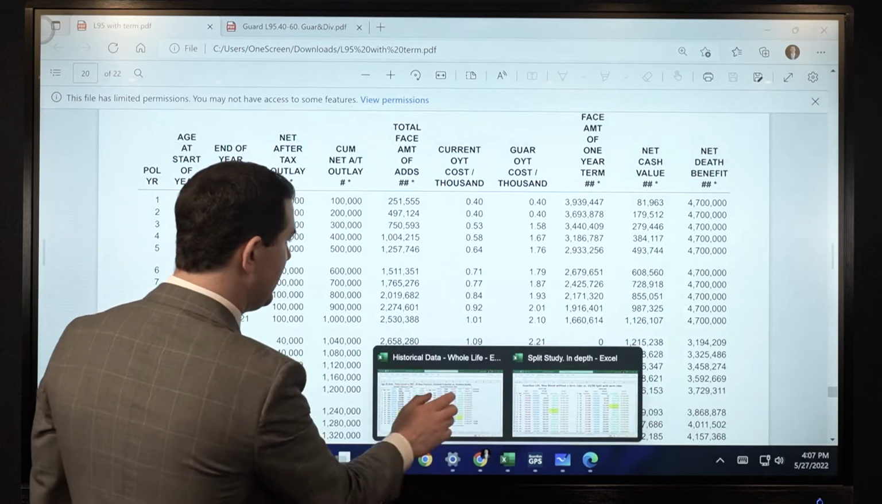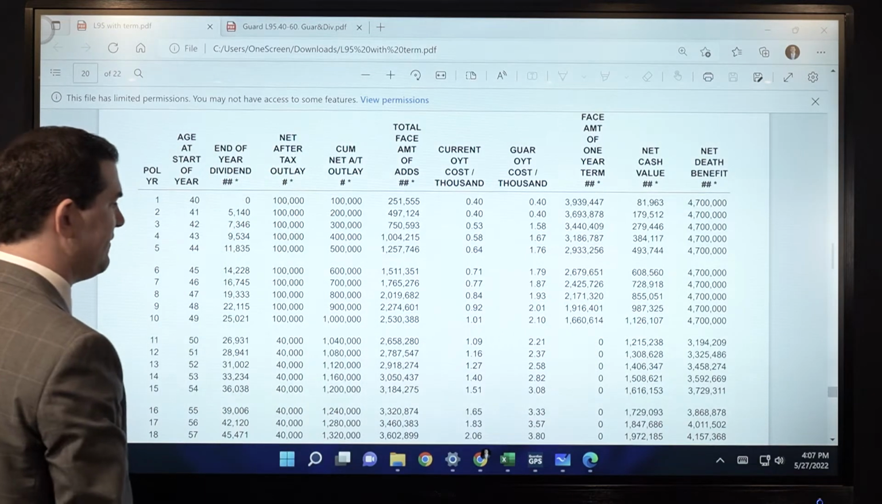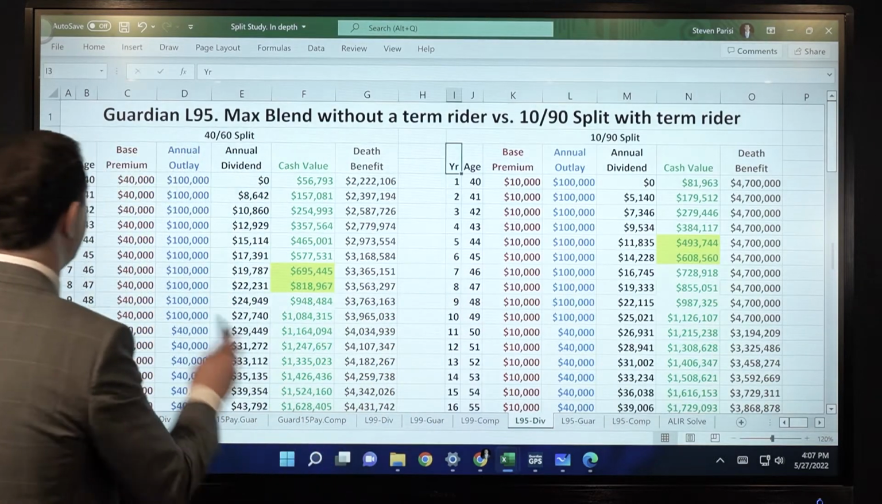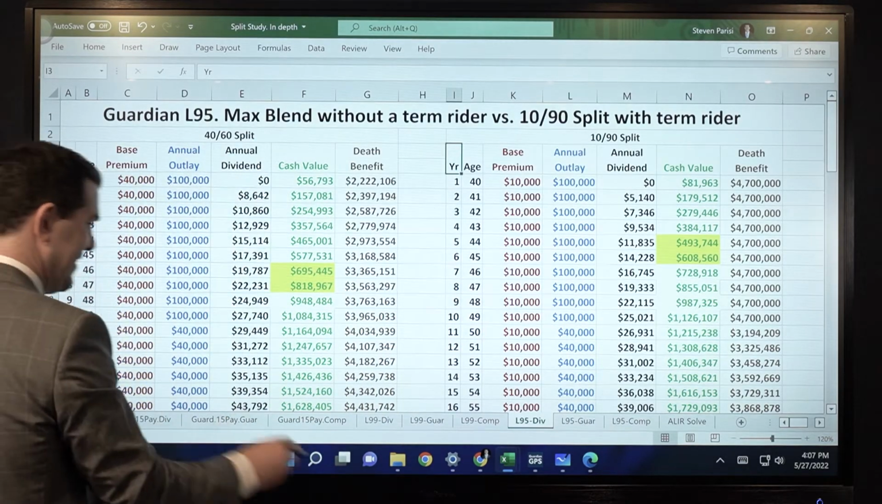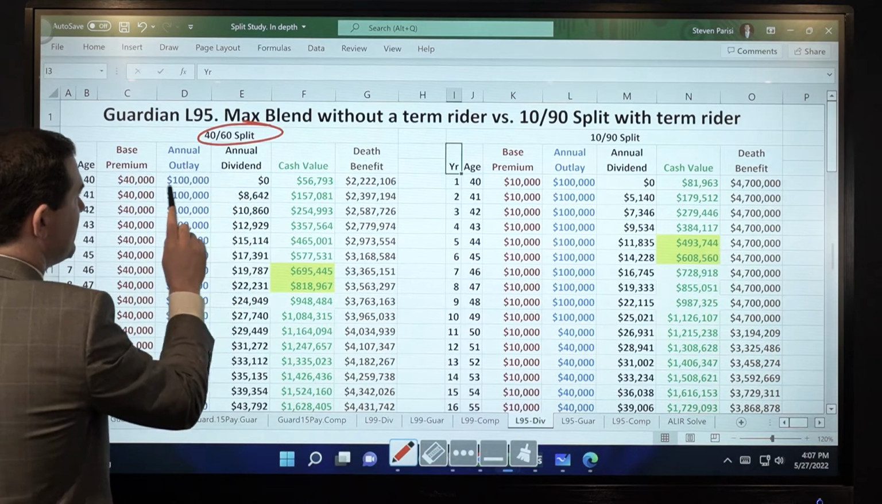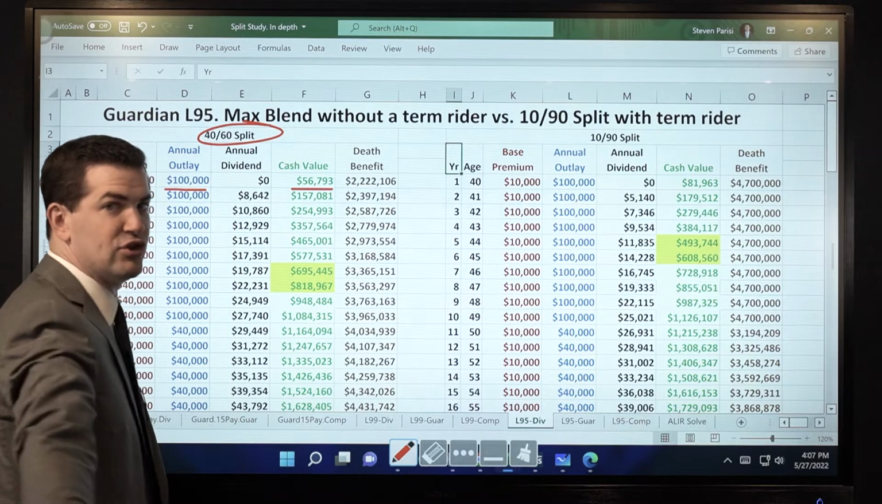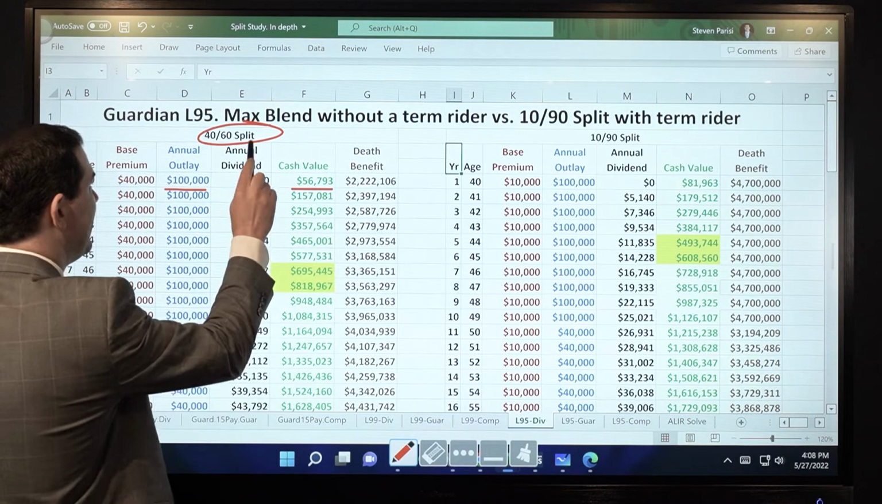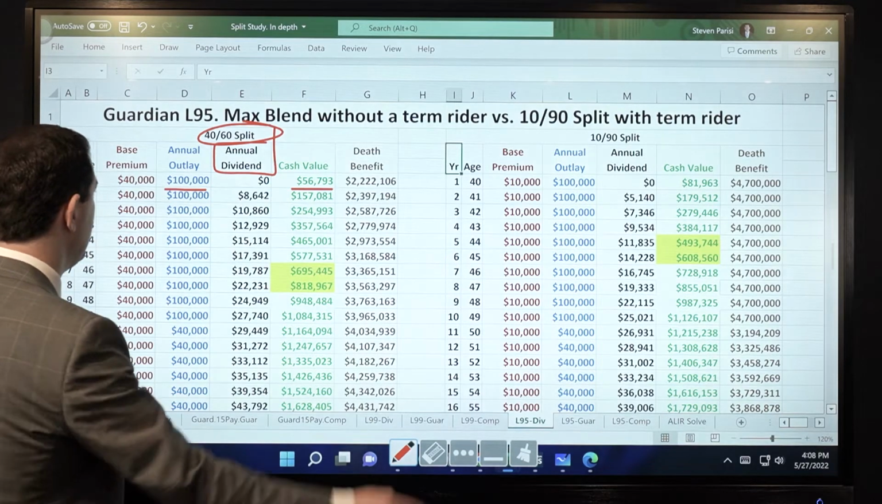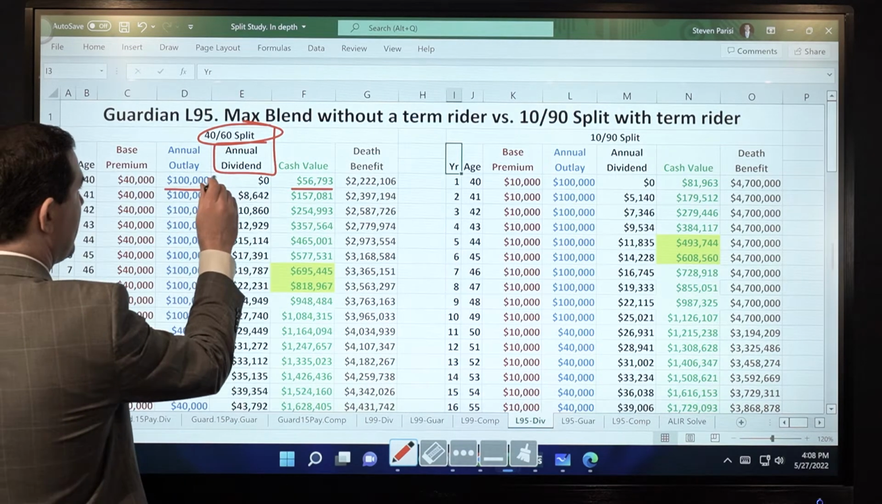So, beginning with the dividend values. On the left, what do we have? 40-60 split. Identical values to the illustration we just saw. On the illustration, I didn't pay much attention to this column. I do have it on here for a reason. You'll see why. Year 1, 100K goes in.